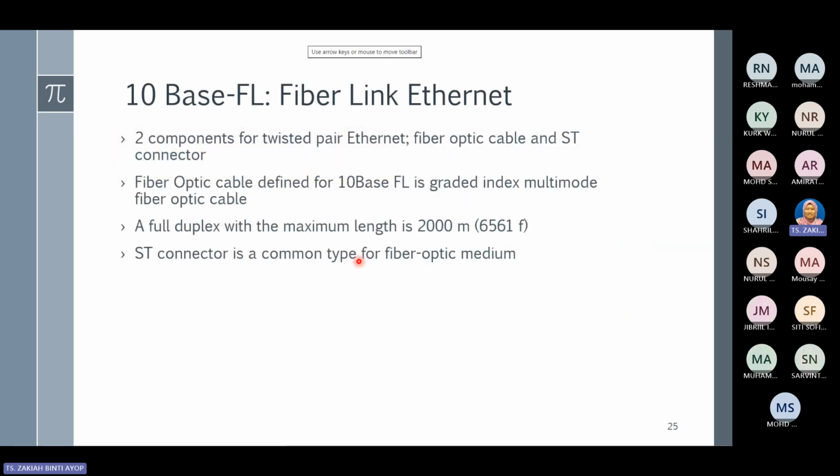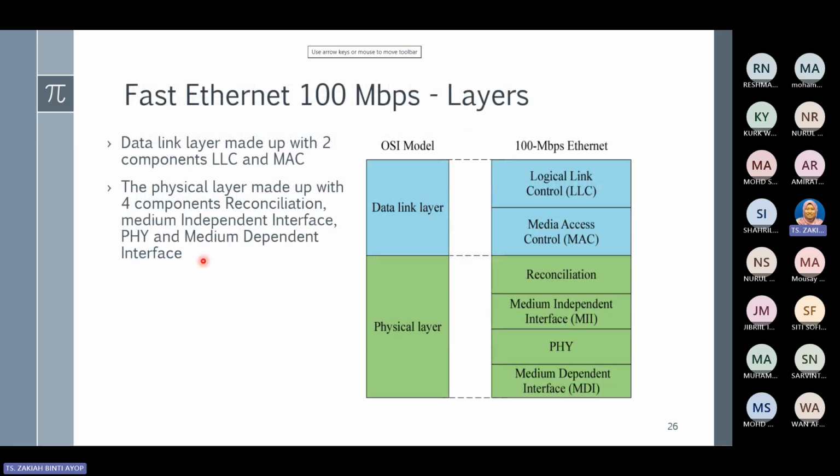The two components for fiber optic Ethernet are the fiber optic cable, and then also a connector. Sometimes they use ST. Okay, so the fiber optic cable defined for 10BASE-FL is a graded index multimode cable. So it is full duplex with a maximum length of 2000 meters or 2 kilometers. And then the ST connector is a common type for fiber optic medium. So the data link is made up of the same thing.